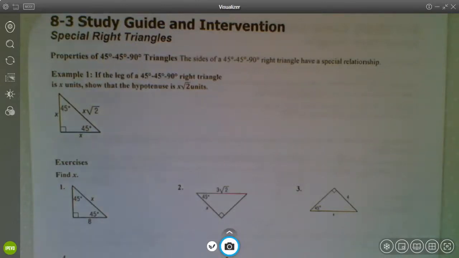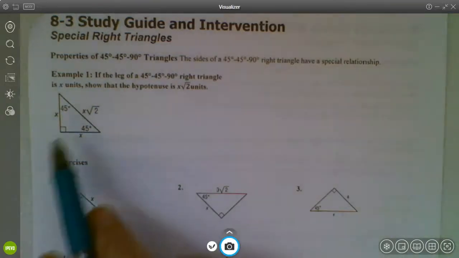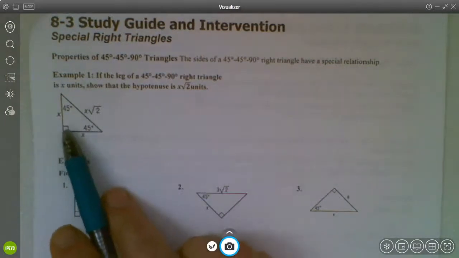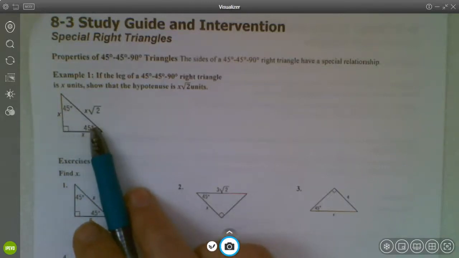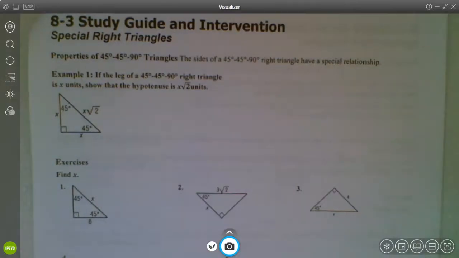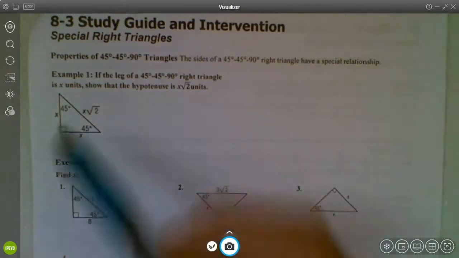The first one that we're going to focus on is the 45, 45, 90 right triangle. What that means is obviously it's a right triangle because this is 90. And if you remember what we talked about in our last lesson, if this is 90, then these two acute angles always have to add up to 90 as well. When these two are the same, in other words, when they're both 45, that creates a special pattern within the numbers of this triangle.